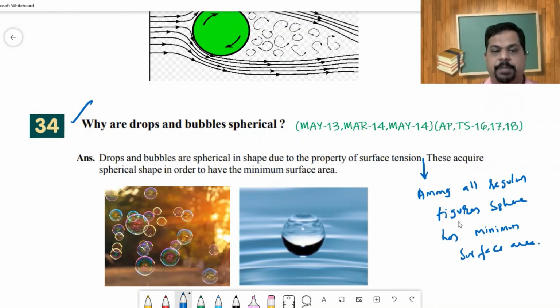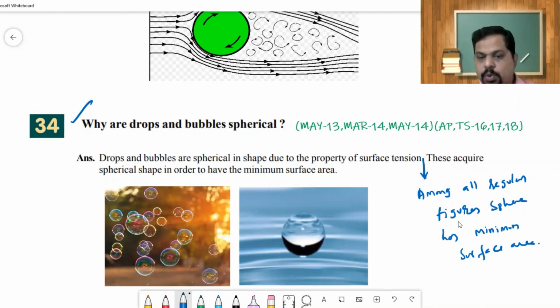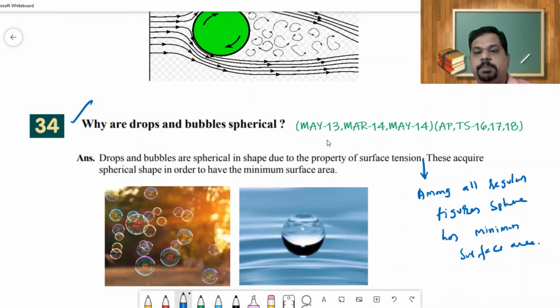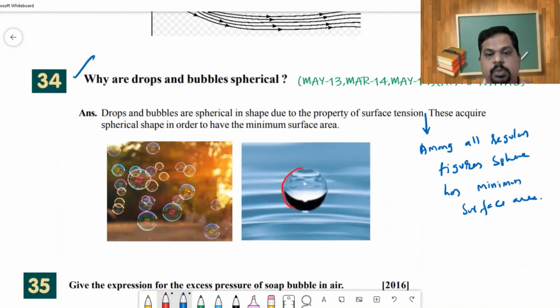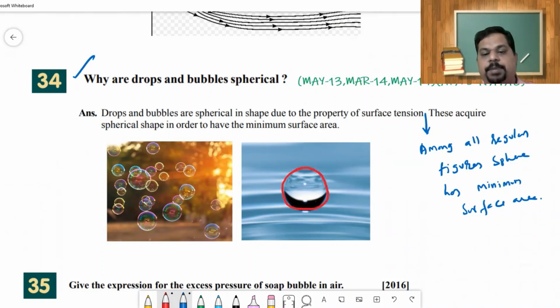These acquire spherical shape in order, because why only sphere? That's a question. Because sphere has minimum surface area. So remember here what is happening. For example, you take this liquid drop. So why does this liquid drop want to take a spherical shape only?